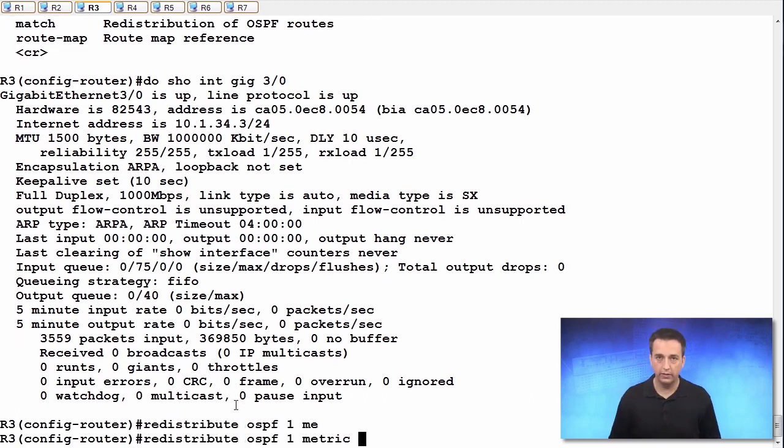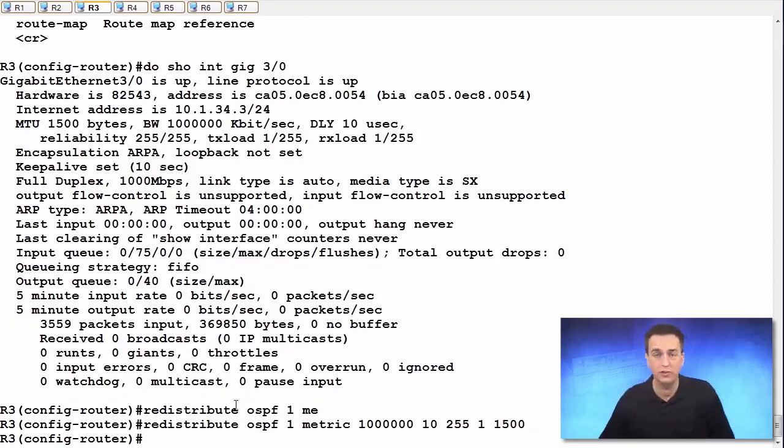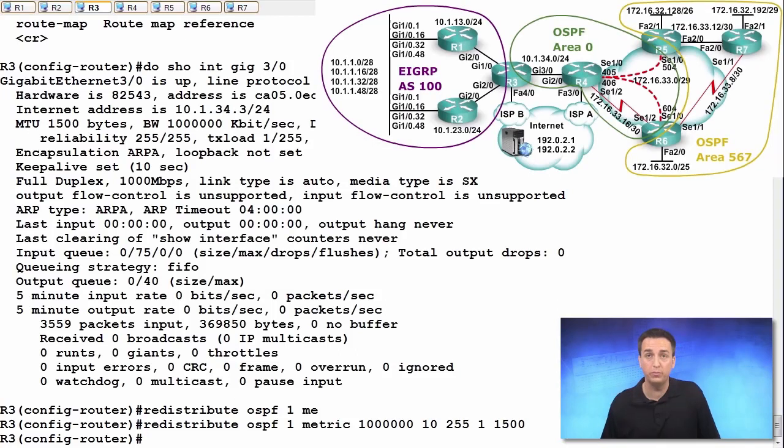So metric bandwidth is 1,000,000. And then delay is 10. And then reliability is 255. Load is 1. MTU is 1,500. So that's just another example that you could use. You could use 1, 1, 1, 1, 1 if you want to. Yeah, the metrics are going to be really high. But in our case, it's the only redistribution point in the environment.